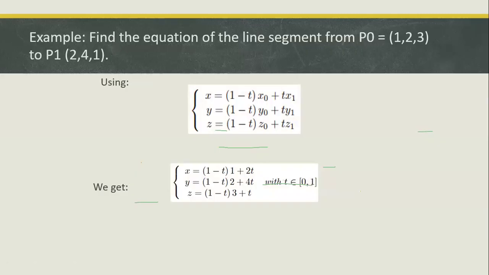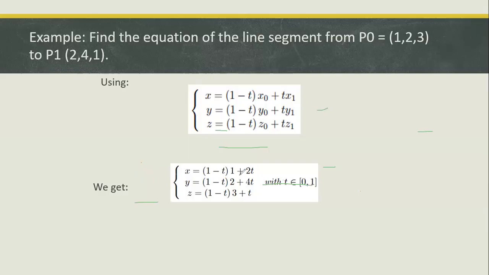So we have an example that says, find the equation of the line segment from P naught, which is equal to 1, 2, 3, to P1, which is 2, 4, 1. Using the equations that we were introduced to in the previous slide, x is equal to 1 minus t in bracket x naught plus t x1, y is equal to 1 minus t in bracket y naught plus t y1, and z is equal to, in bracket, 1 minus t, z naught plus t z1.